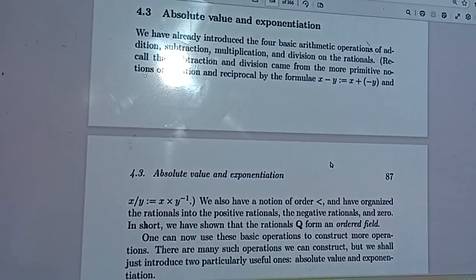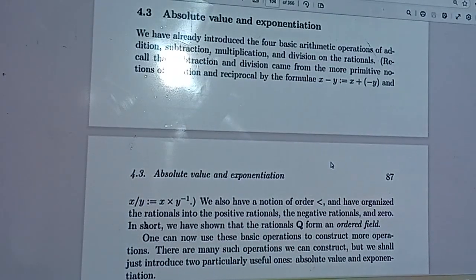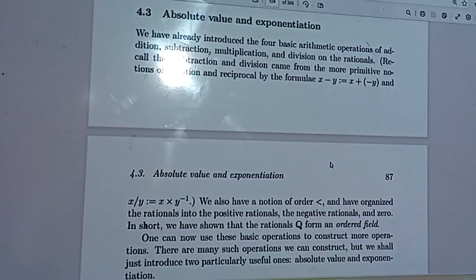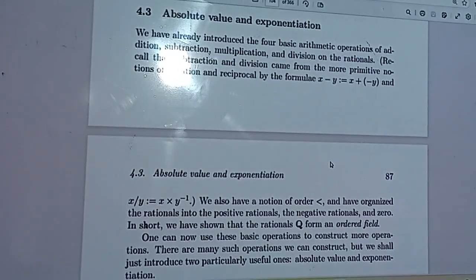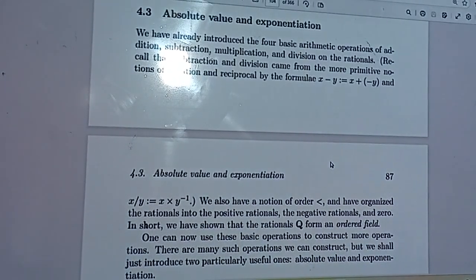We also have organized the negative rationals. In short, we have shown that the rationals form an ordered field. So he is writing these sort of words, they are redundant. If you don't know the meaning of an ordered field, that's why I am always saying he is writing the book for the people who know some. That's who he's writing for.